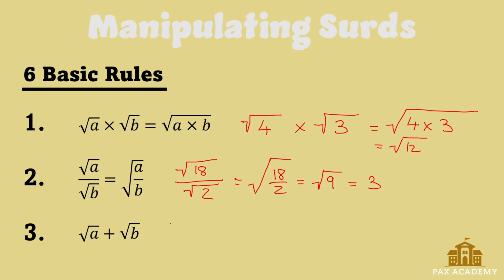Now what about this third rule here? The square root of a plus the square root of b. The reason I've put this here is because this is a very, very common mistake. When you have the square root of a plus the square root of b, you do nothing. You cannot manipulate this. It stays like this. Or in other words, it's definitely not the square root of a plus b together, which is the most common mistake. So make sure not to make that mistake. Okay? Excellent.